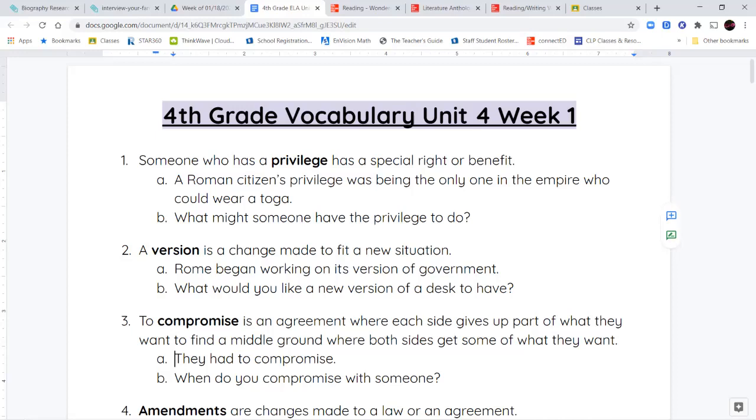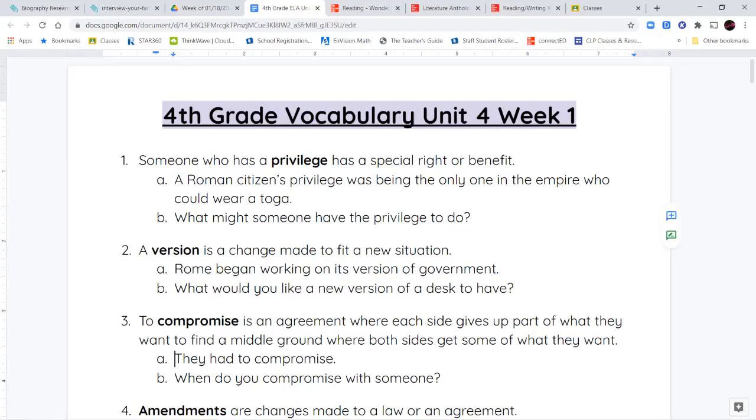So one example sentence says, a Roman citizen's privilege was being the only ones in the empire who could wear a toga. So if you weren't a Roman citizen, you weren't allowed to wear a toga. That was something that was reserved or kept specially just for them.